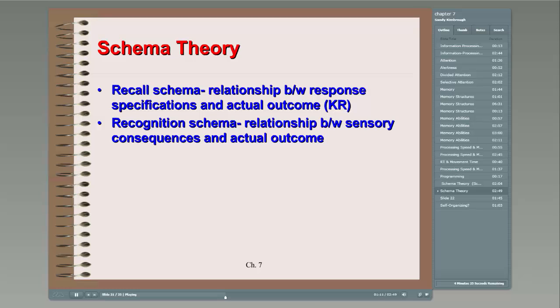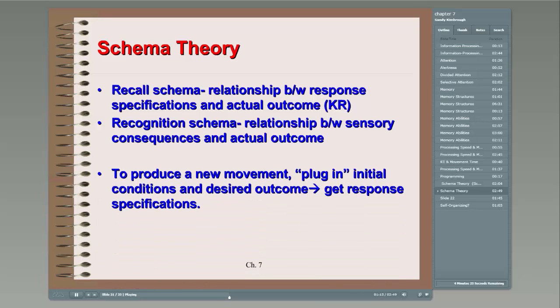Okay, this all sounds kind of crazy, but if you think about it, it makes sense. In order to produce a new movement, a movement you've never done before, you basically plug in the initial conditions and the desired outcome, and then you get the response specifications.